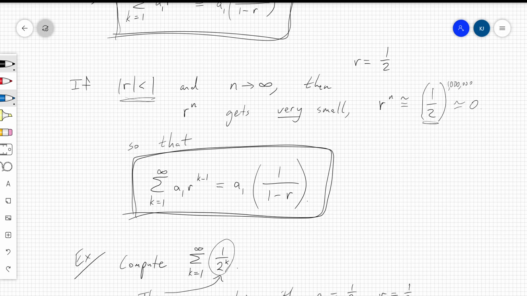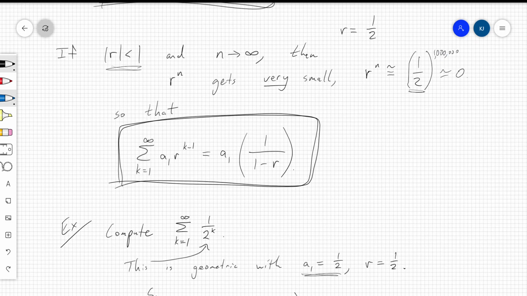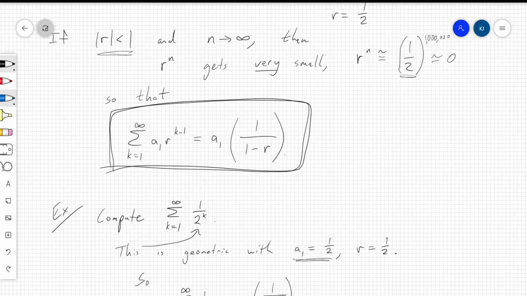And therefore this is going to be geometric, because to get to the next term after the first term, you're just going to be multiplying by 1/2 over and over. So this is geometric with the first term equal to 1/2. You can just plug in 1 here to see what the first term in the sequence is. And r is equal to 1/2. To get to the next term, you're always going to multiply by 1/2.